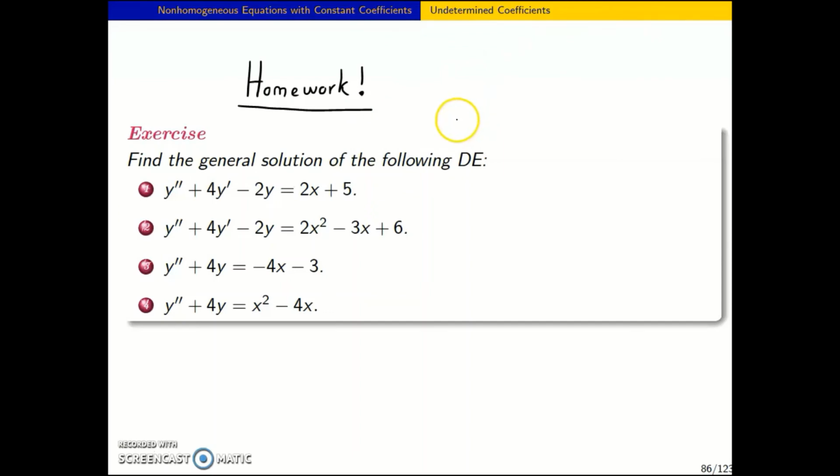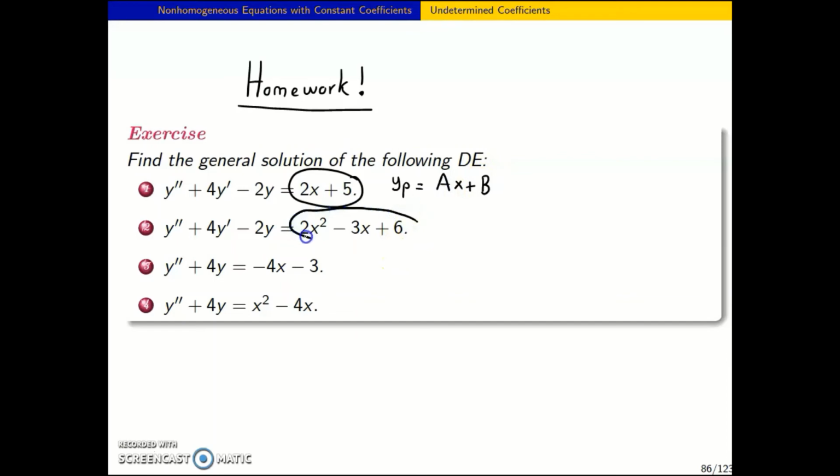Okay, so I'm just going to discuss this. This is my yc. So find the characteristic equation and the complementary solution for this. Now this is my particular solution. Your particular solution will be in the form of Ax plus B.